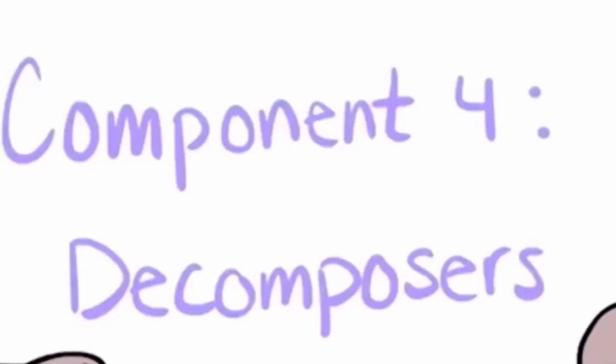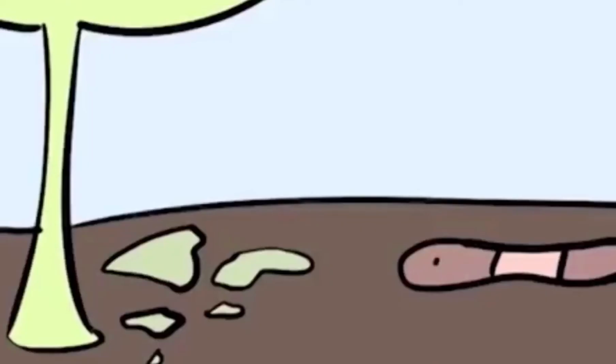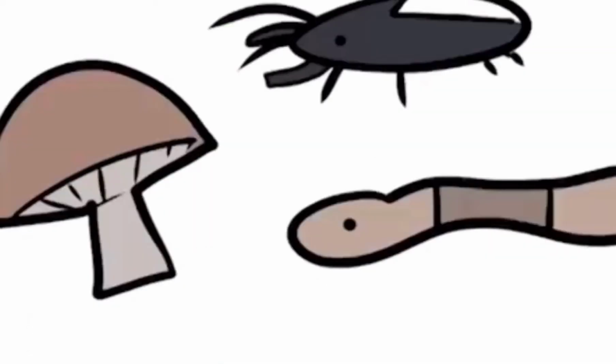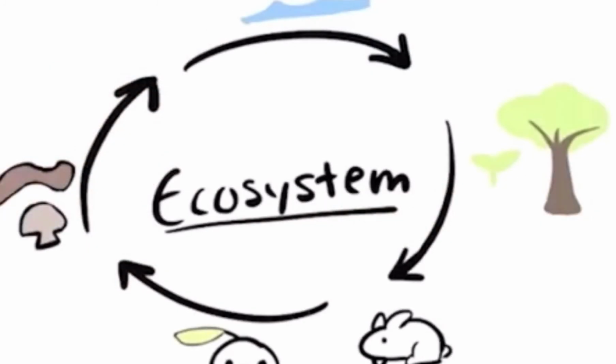Component 4, decomposers. These are the recyclers of the ecosystem. Decomposers break down waste and dead organisms so that the nutrients can be returned into the ecosystem to be used by producers once again. Examples of decomposers include worms, fungi, and beetles. All 4 components pass energy and nutrients to each other in a constant cycle, ensuring a stable ecosystem.